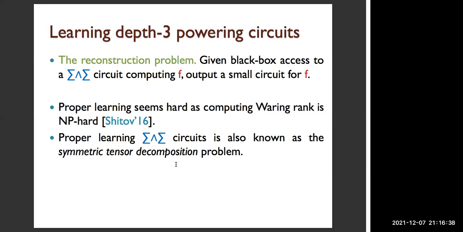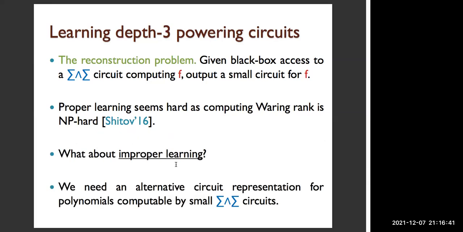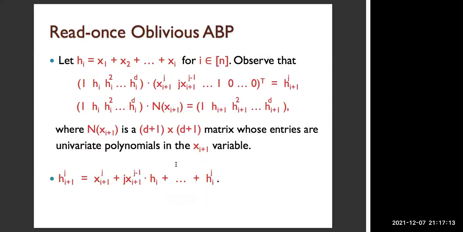So okay, hardness. What do we do? Here is one way out. What about improper learning? You don't have to output a depth-3 powering circuit. Give me some other circuit. When we say give me some other circuit, we need to talk about some alternate circuit representation of depth-3 powering circuits. That's not immediately obvious. So a small depth-3 powering circuit also has some other kind of small circuit which might be easy to learn. And this is where read-once oblivious algebraic branching programs come into the picture. They give an alternate representation of depth-3 powering circuits.